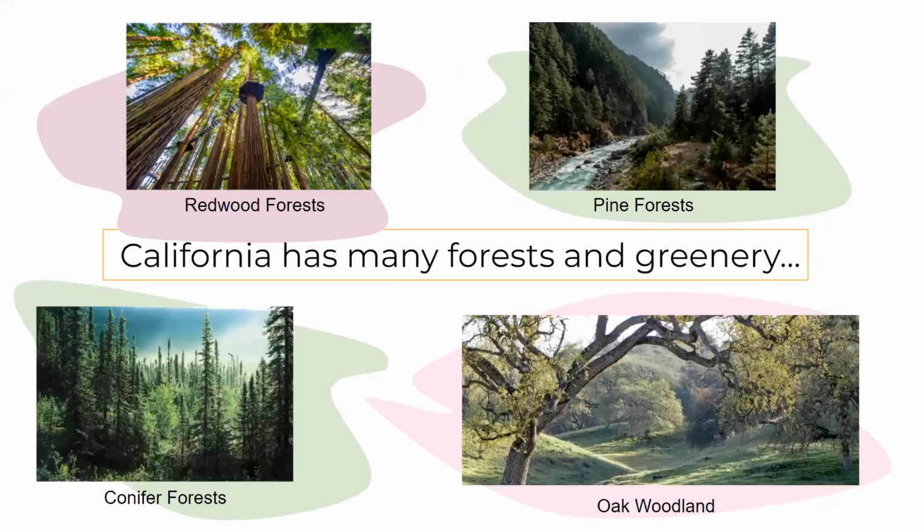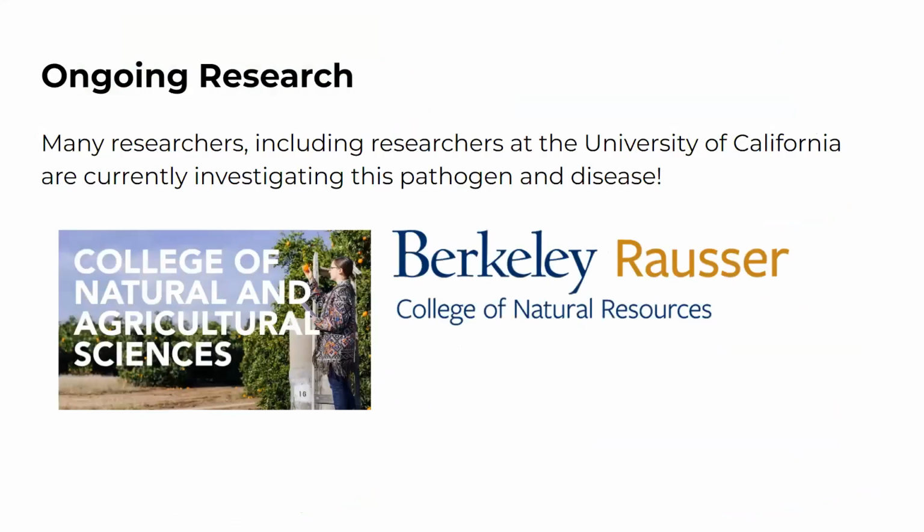Just look at this slide. Look at the many variety of California forests. There's redwood forest, pine forest, conifer forest, and oak woodlands, which are all at risk of undergoing detrimental decline if the pathogen is not controlled. Luckily, we have amazing researchers, such as the ones at the University of California, that are currently working hard to discover and develop new ways to tackle this issue.